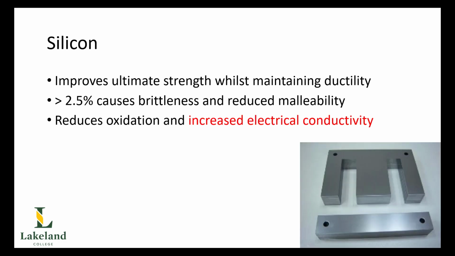The next one here is silicon. Silicon is classically used in the electrical industry to improve electrical conductivity. So we get silicon alloys being used for things like transformer cores, motor cores, generator cores, solenoids, things like that. If we add too much of it, however, more than 2.5%, it can cause brittleness as well as reducing the malleability or the workability. So we have to be careful with silicon and only use it where required.